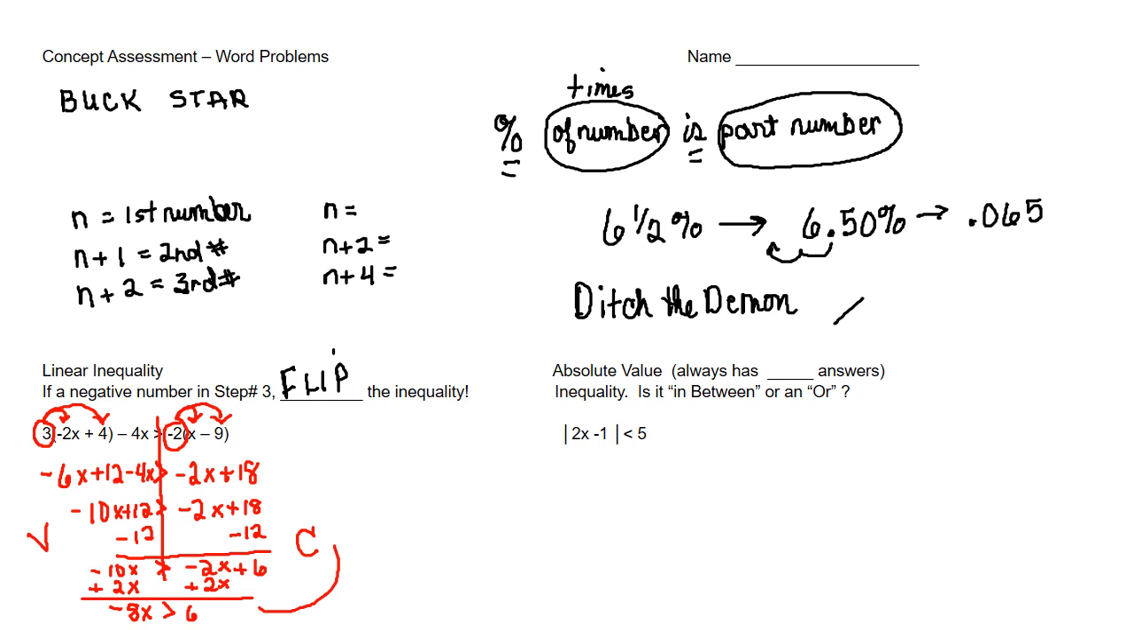Okay, I'm just going to fly this up here. And we're dividing by a negative number in step 3, so we're going to flip that inequality. And so we get a negative 6/8, which is a negative 3/4.